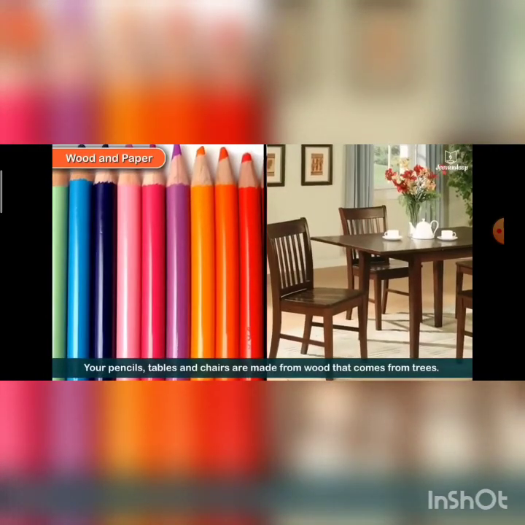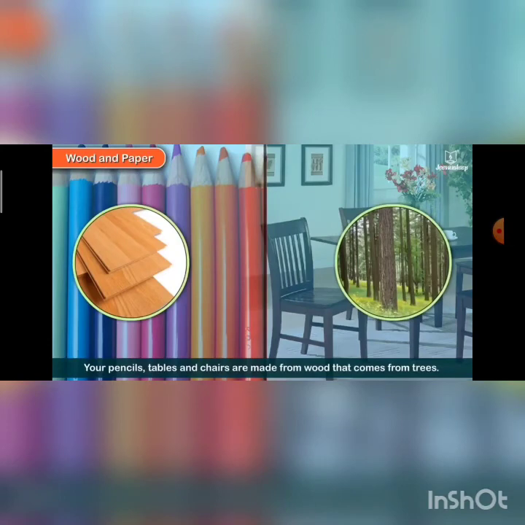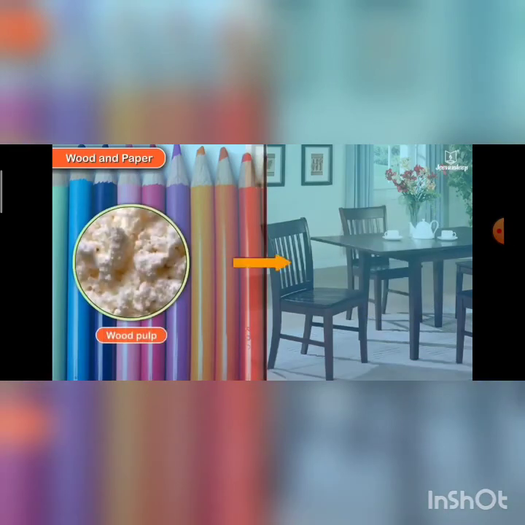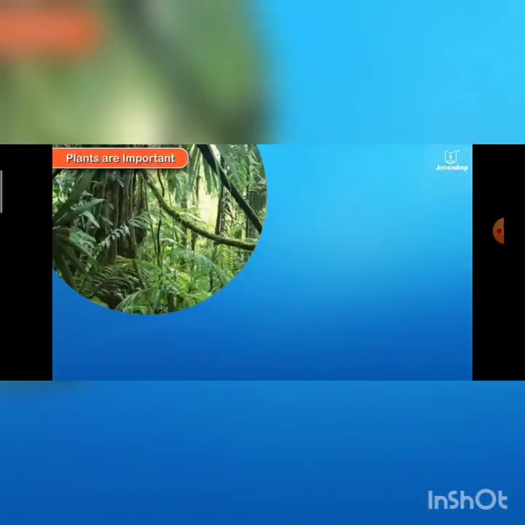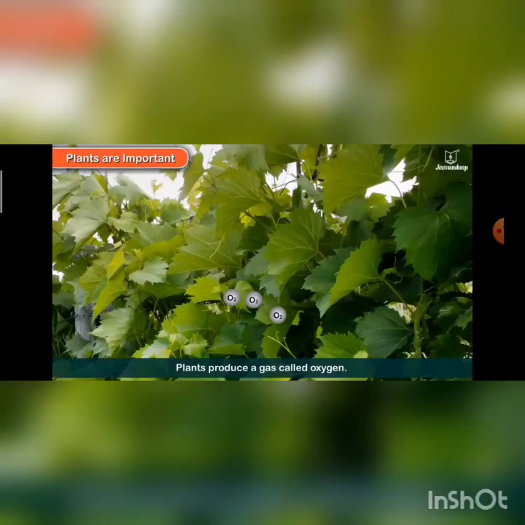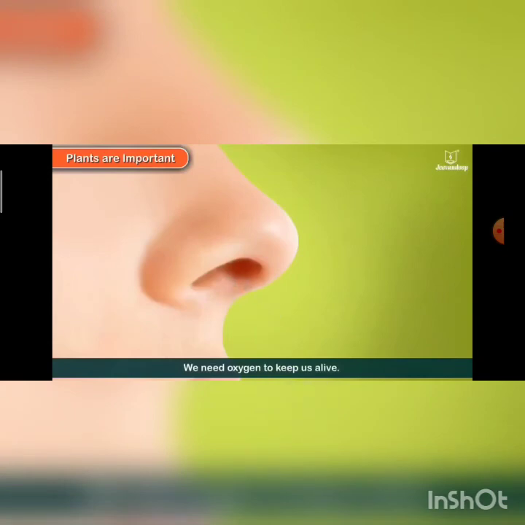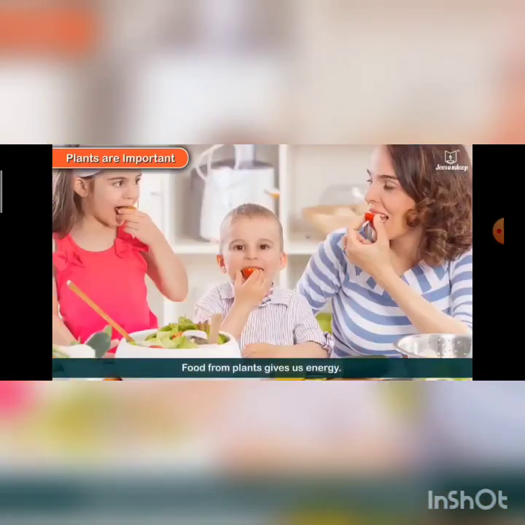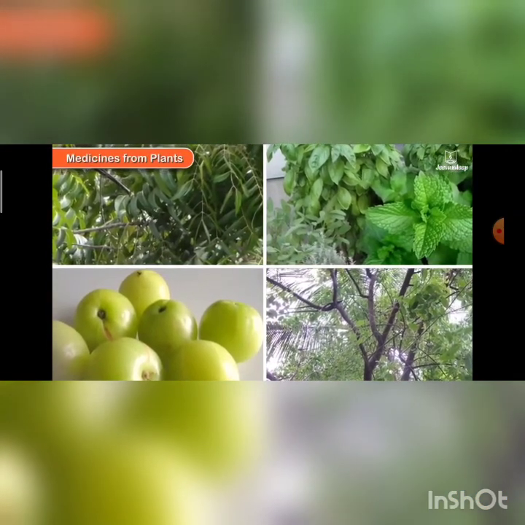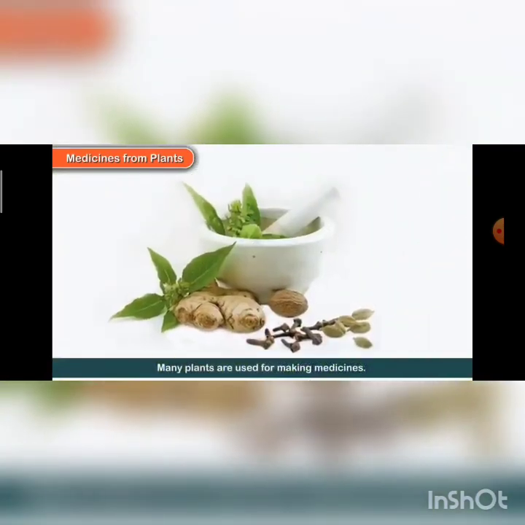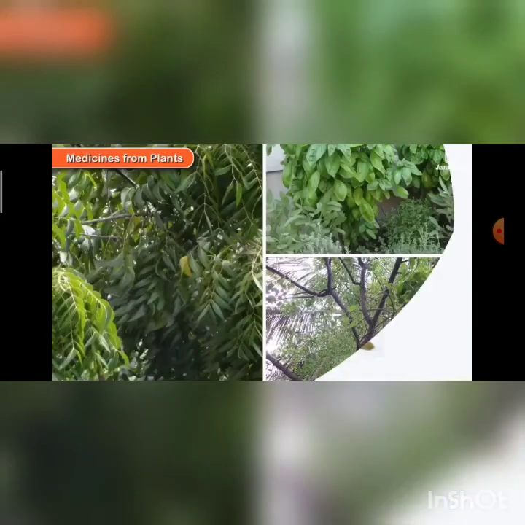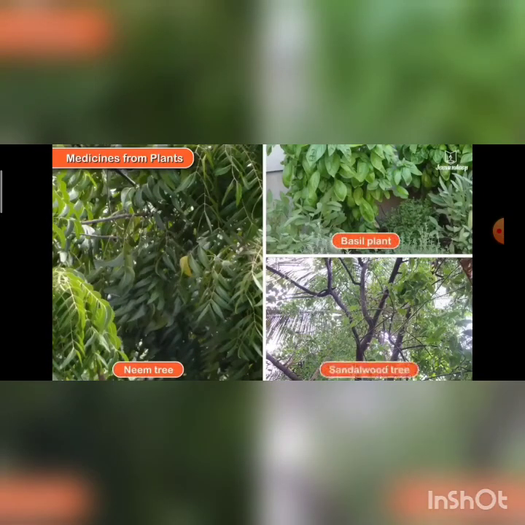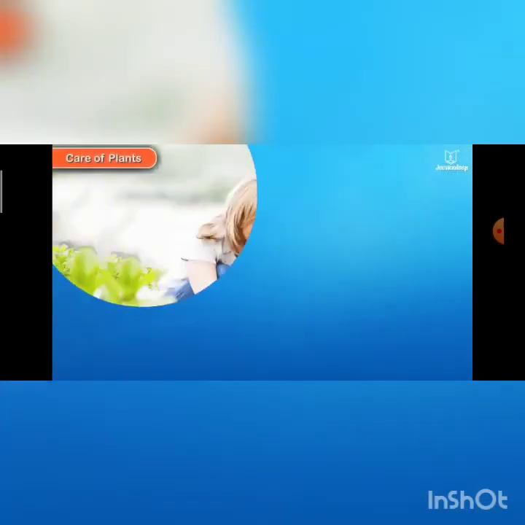Wood and paper. Trees are used to make wood and paper. We get wood from trees, which is used for making furniture, and wood pulp is used to make paper. Plants are also important because they give us a very important gas called oxygen, which we all need, and animals also need it to breathe and to survive. Food from plants gives us energy. We need food to grow and we get food from plants. Many medicines are also obtained from plants. Many plants have medicinal value. For example, neem, basil, sandalwood, they are all medicinal plants.